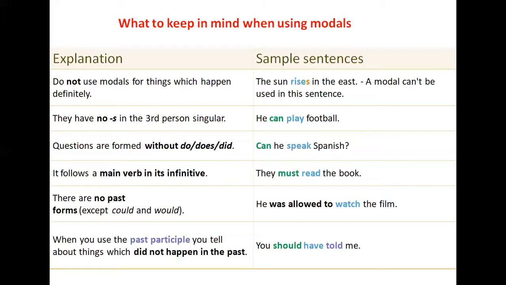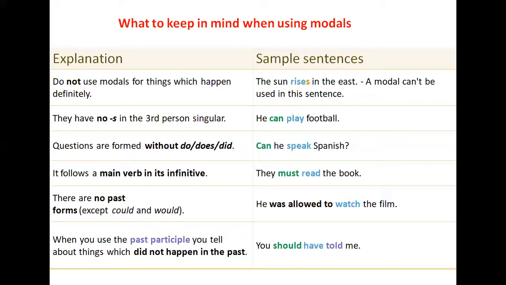Questions are formed without do, does, or did. Just as in a present tense or past tense, if you want to make an interrogative sentence, you need do, does, or did to make a question. But when you are using these modal verbs, then you need not take help of do, does, or did. Simply you can say, can he speak Spanish?